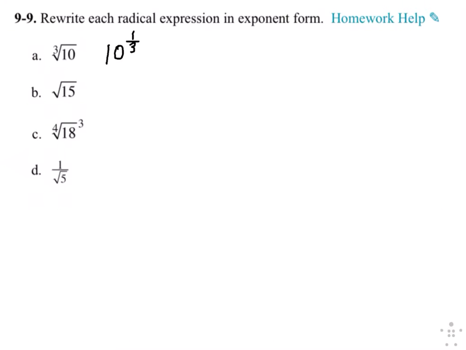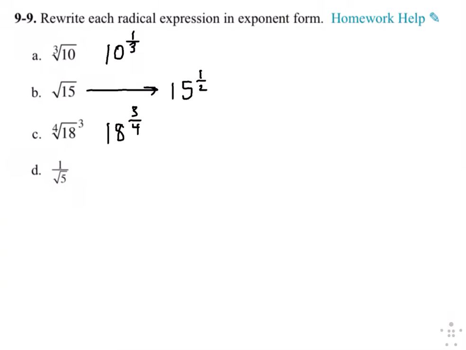For b, this is square root, right? So square root is to the 1/2 power, so 15 to the 1/2 power. And for c, this is 18 to the 1/4, because it's fourth root, times to the third power, right? So that's 18 to the 3/4 power, right?